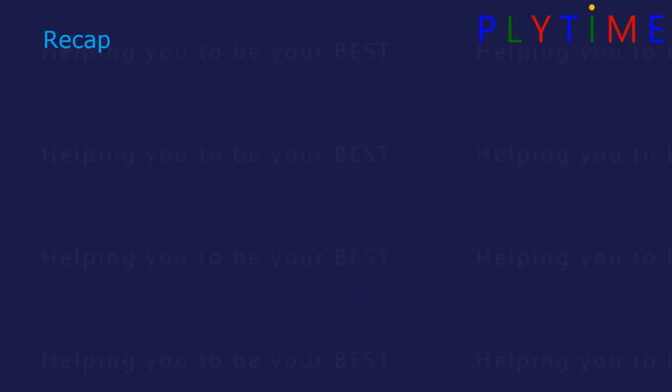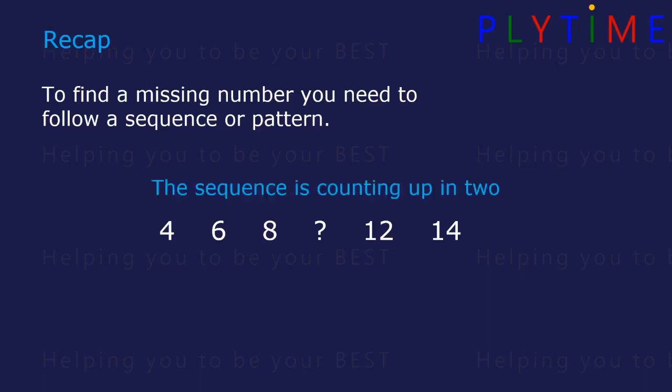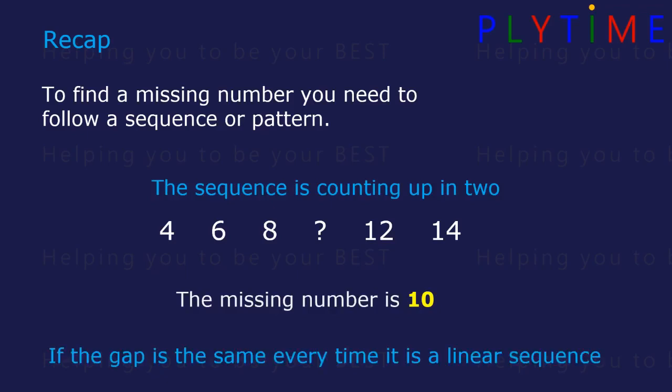Let's recap. To find a missing number, you need to follow a sequence or pattern. 4, 6, 8, something, 12, 14. The sequence is counting up in 2. The missing number is 10. 4, 6, 8, 10, 12, 14. If the gap is the same every time, it's a linear sequence.